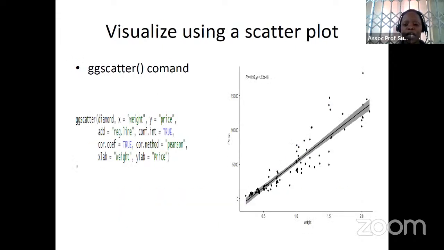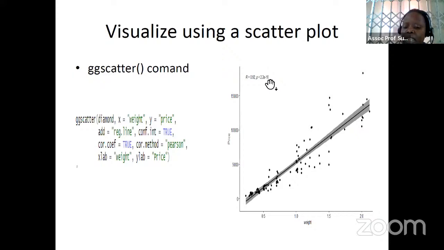We have a plot here. In case you want to construct a plot in R, we can use the ggscatter command to construct a plot, and it also produces the correlation value and the corresponding p-value. In your notes, you can see a correlation value up here on top of 0.92, meaning that price is highly or strongly correlated with weight, and the correlation is positive. The p-value is 2.2 times 10 to the power minus 16.